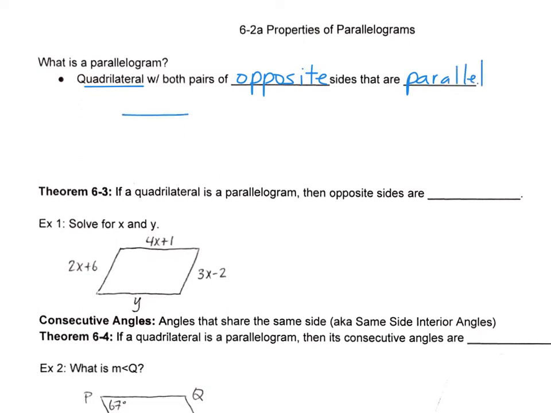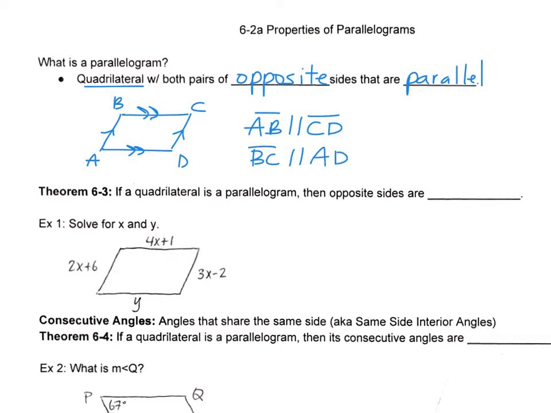Okay, so a parallelogram will look something like this typically. If this is A, B, C, D, we would know that these two sides are parallel. Remember, we do the arrows for parallel and then double arrows for a different set of parallel. So that would represent a parallelogram, okay? Every single parallelogram has two sets of parallel lines. The way we would write that is we would say AB is parallel to CD, and we would say BC is parallel to AD. Okay, so opposite sides are parallel.